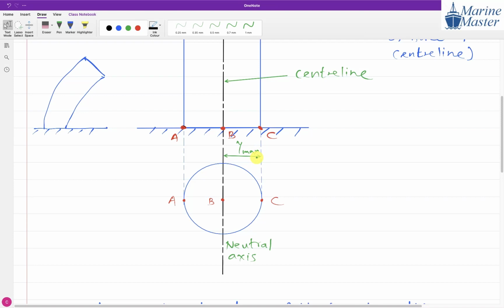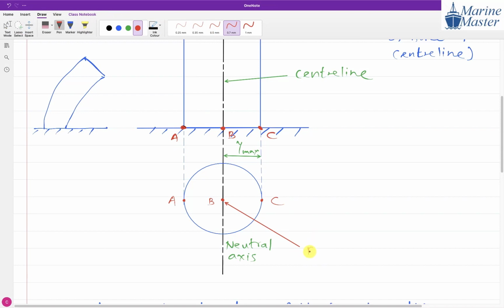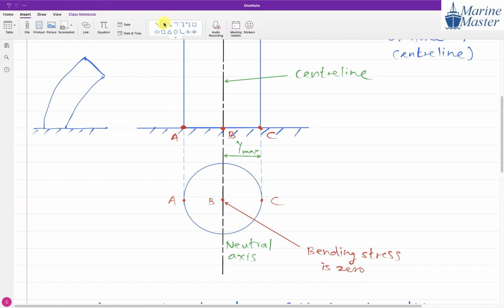Now, everyone, what we discuss is that bending stress is not the same everywhere. Here, I will show. Observe. Bending stress at point B is what? Bending stress is 0. Guys, everyone, bending stress is 0 at point B.